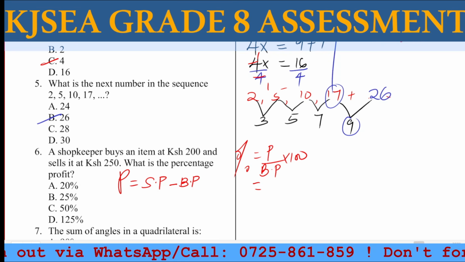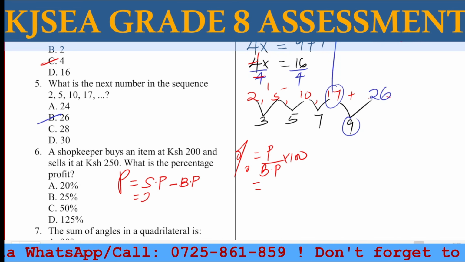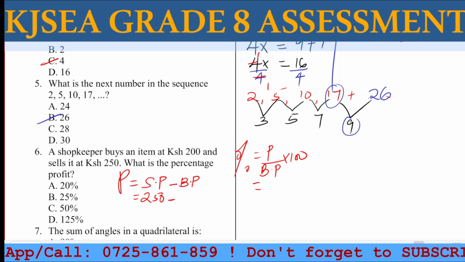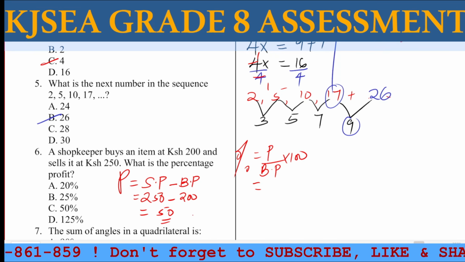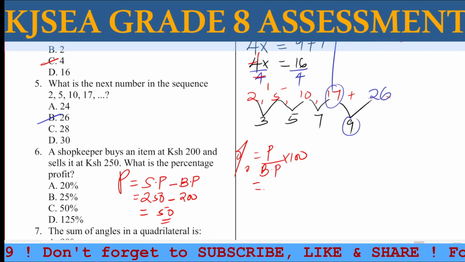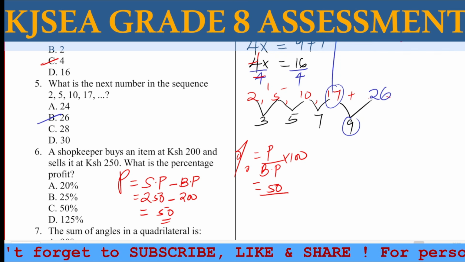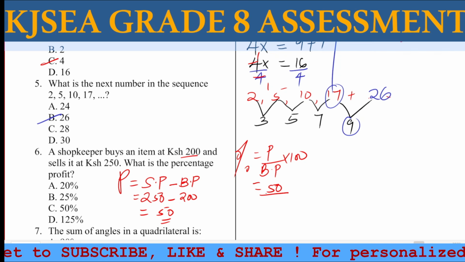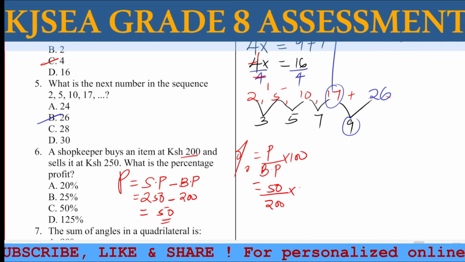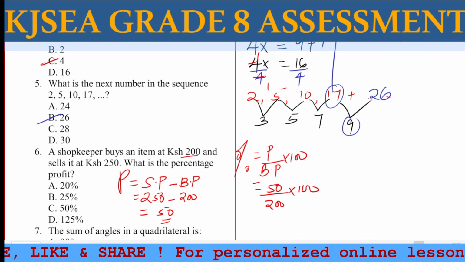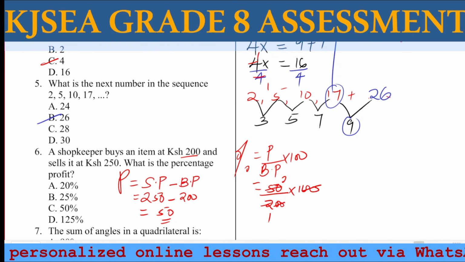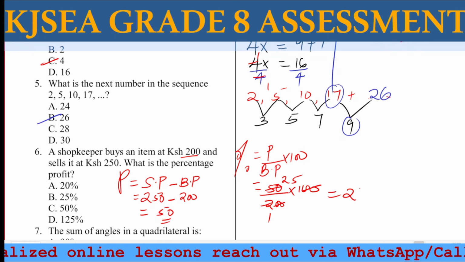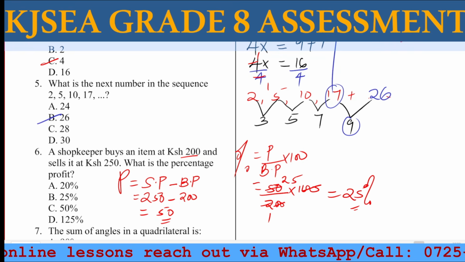The selling price is 250, then the buying price is 200. So that means the profit is 50. So percentage profit is the profit, which is 50, divided by the buying price, 200, multiplied by 100. Simplify: these two zeros and these two zeros you cancel. Then you have 1 by 2, times 50, you have 25. So this gives 25%.